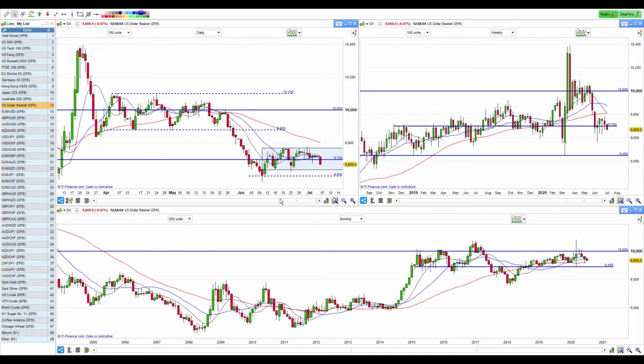Hi everyone, it is Monday the 6th of July 2020 and it's heading on 1 p.m. So I'm just going to have a look at the markets, starting off with the US dollar index.